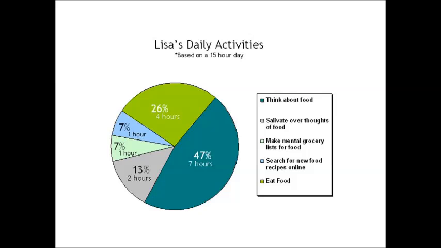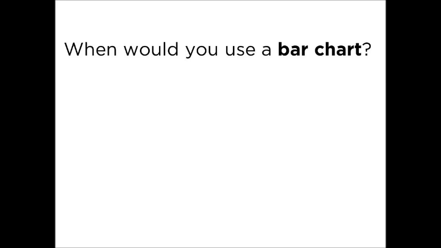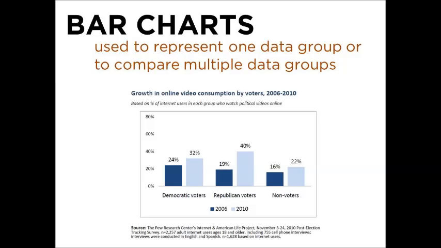When would you use a bar or column chart? Bar charts are used to represent one data group or multiple data groups across, most typically, time. So here we see a bar chart from a Pew Research Center report on political video consumers compared across 2 dimensions, their political affiliation and election year.